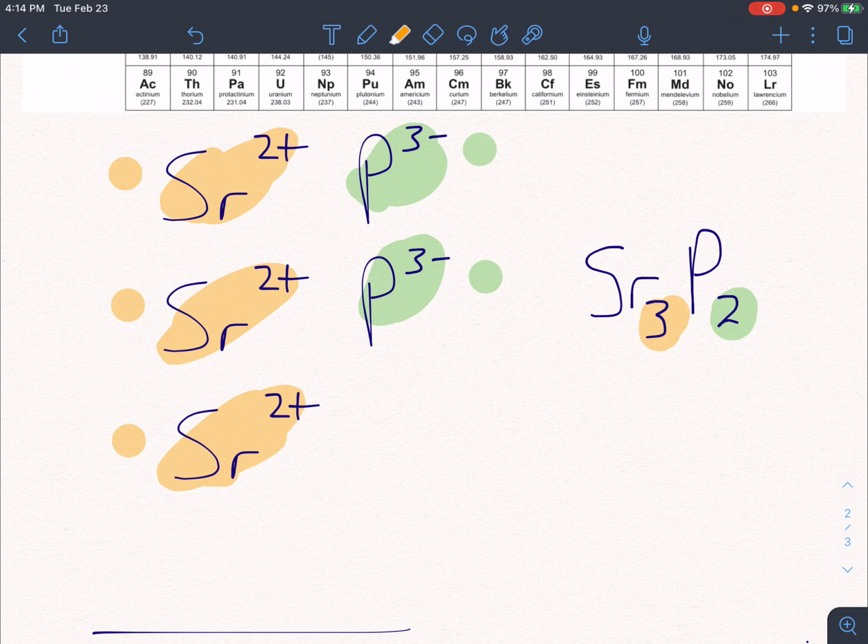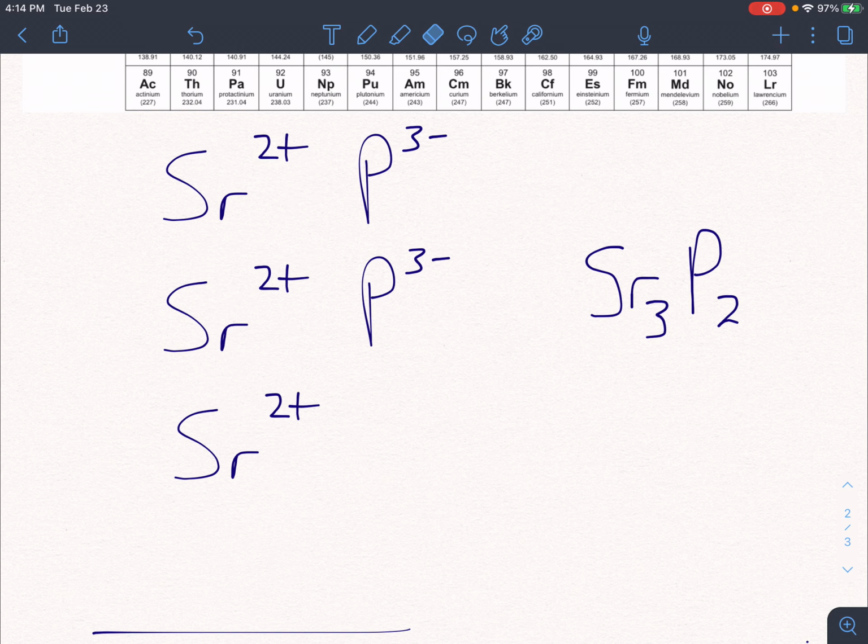So mathematically, when I add all the charges on this, all of the charges together give me a 0 charge. And so my final formula for that is just Sr3P2, and that gives me strontium phosphide. That's how you write these. That's about as hard as these get. We will deal with other ones a little bit later, but there you have it. Good luck in solving these.